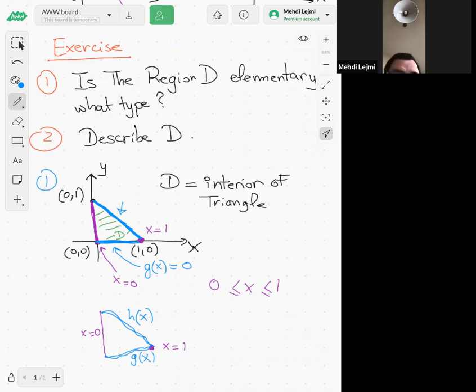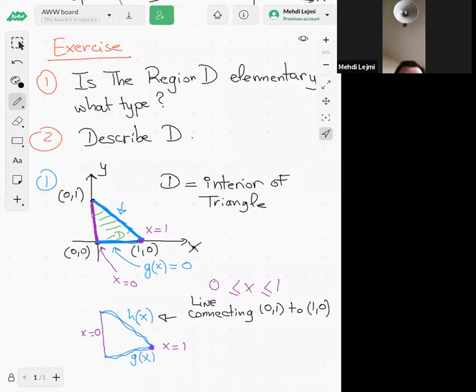Or what's the equation of this function here? Well, this is just a straight line which connects these two points, 0, 1 to 1, 0, right? So we have to find the equation of this line. So this line here, h of x, is a line connecting 0, 1 to 1, 0. So the question is, what's the equation of the line which connects 0, 1 to 1, 0?